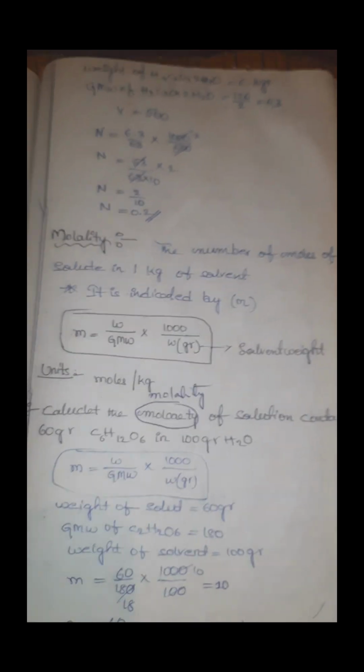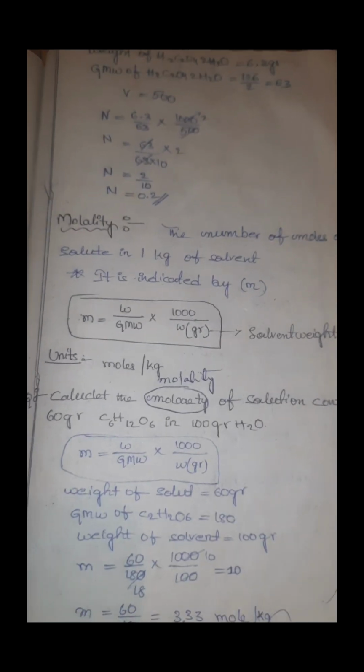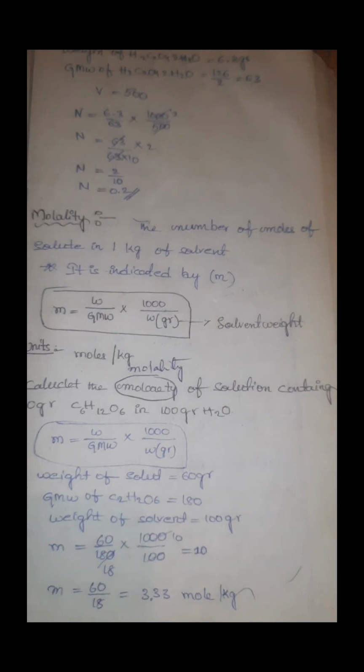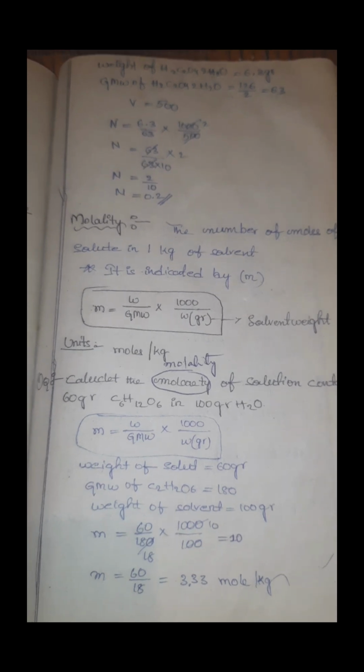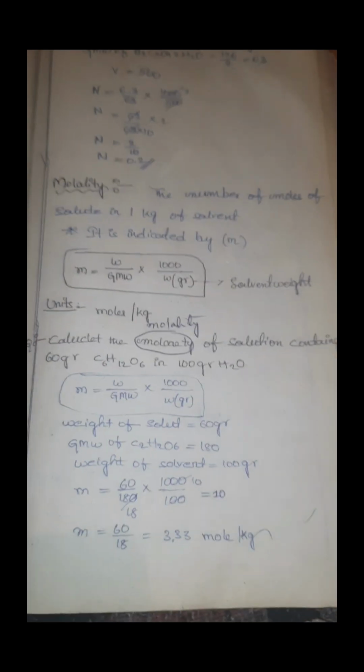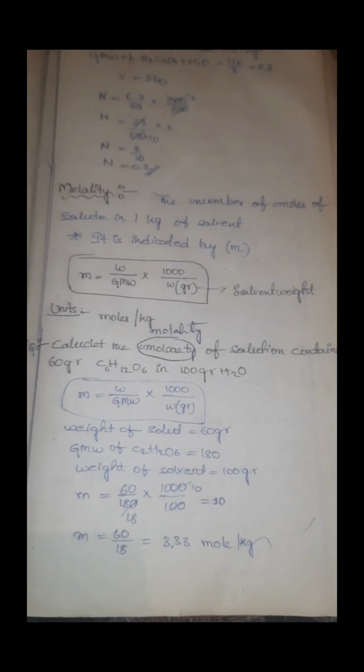Next one is the molality. The number of moles of solute in 1 kg of solvent. It is indicated by small m. Molality equals weight by GMW times 1000 by W in grams, where W is the solvent weight. The unit is moles per kg.